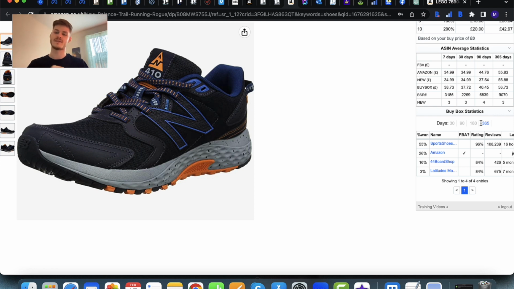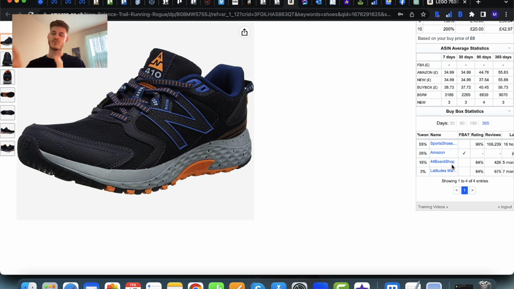It shows you basically how often a particular seller has won and had a hold over the buy box. So in the last 365 days, we can see that seller number one has had it for 55% of the time. Amazon have had it for 26%, then 16%, then 3% for these sellers here. It lets you know that seller's name. It lets you know if they're an FBA seller, so it gives you a tick if they are an FBA seller, or Amazon, and it leaves it blank if they are FBM. It shows you the reviews and what percentage of those are positive feedback, so the positive feedback percentage rating, and the last time when they won the buy box.